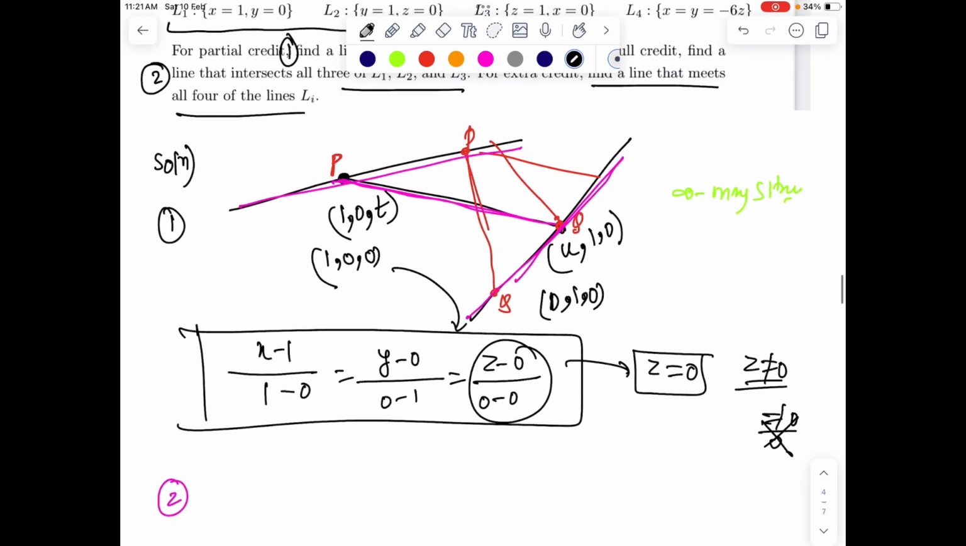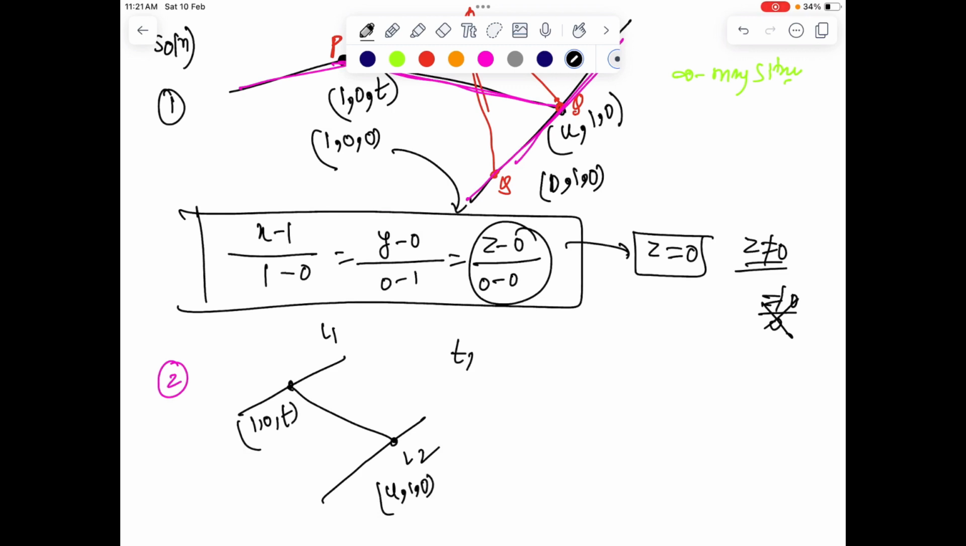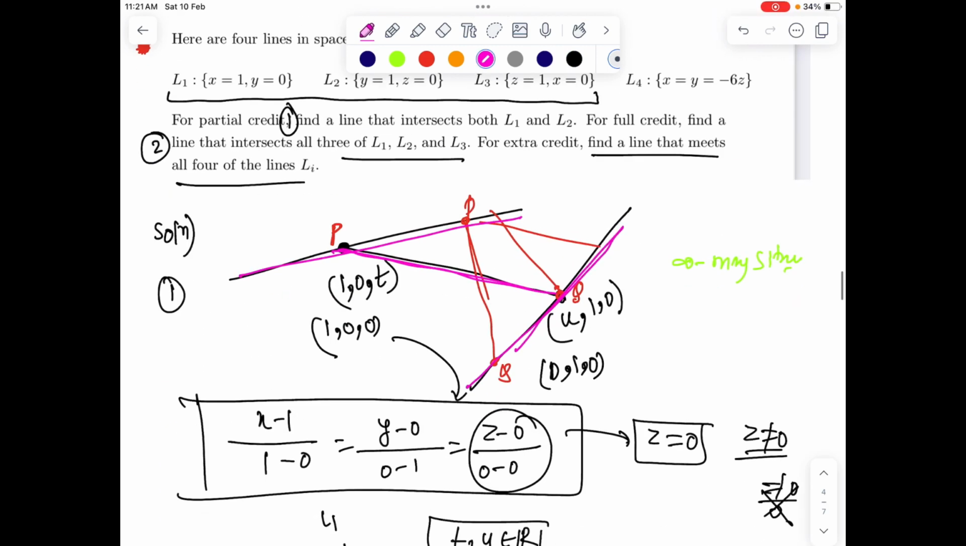Let's come to the second part. Now we have more restrictions over here. Now we want the number of lines which will intersect these 3 lines. So again, we can start with the number of lines intersecting 2 lines, L1 and L2, in the same format, 1, 0, t. Let's take a parameter u, 1, 0. Both t and u are free to move, so they are reals.